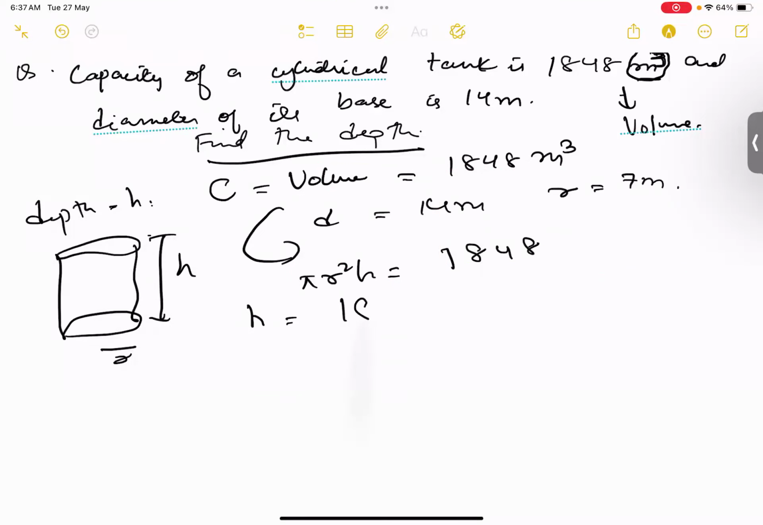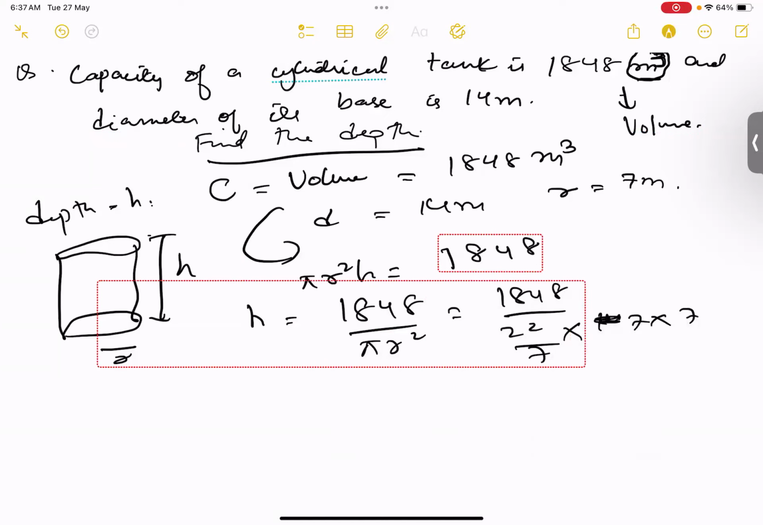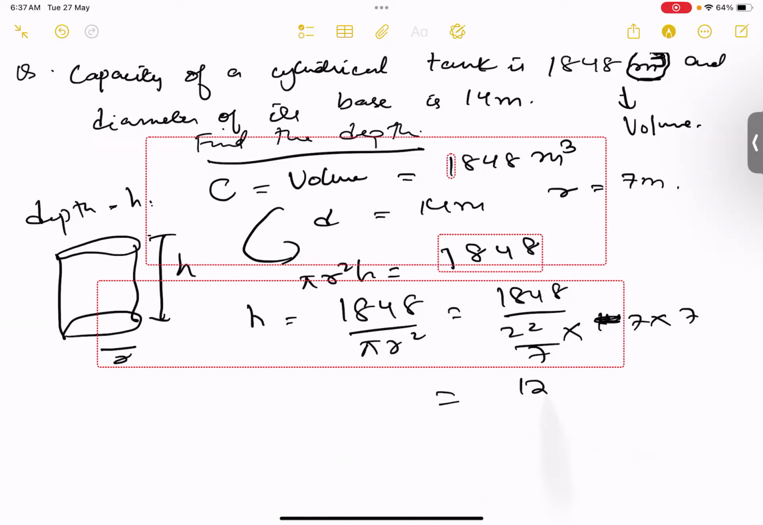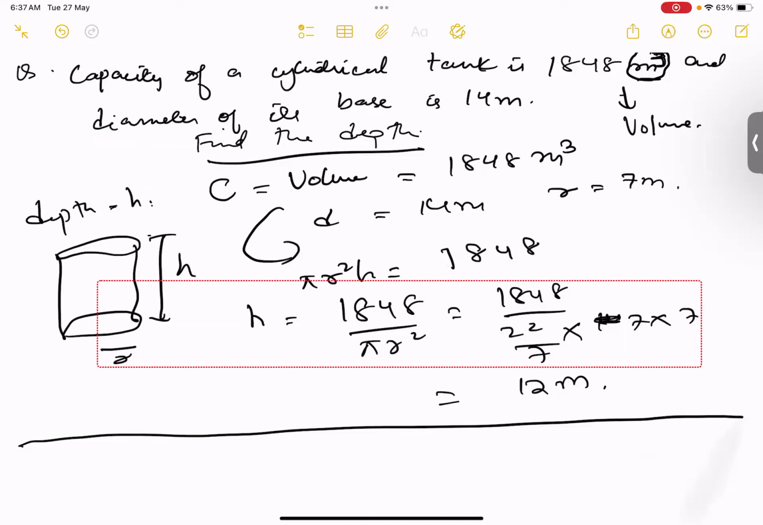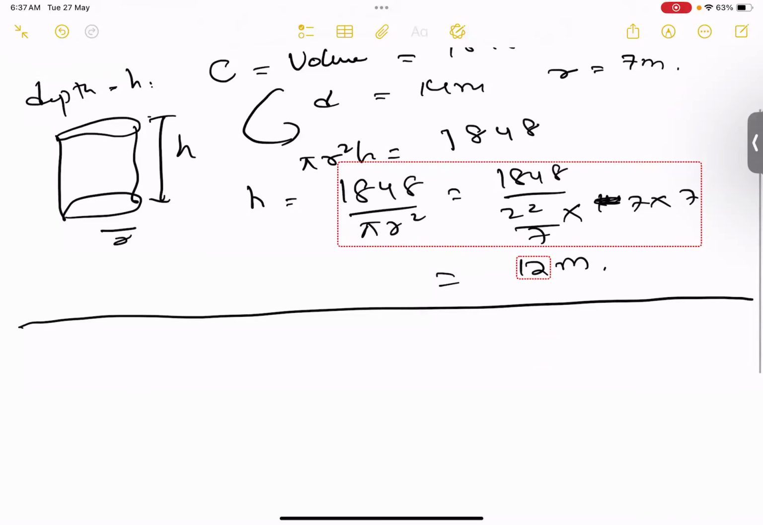So height is 1848 divided by pi r square, which is nothing but 1848 divided by 22 by 7 into radius, radius is 7 into 7. So the answer that we get here is 12 meter. So this is how we solve a question relating to finding the height from the volume, okay. Now let's come to another question. It's clear here, right? Don't get confused. When we say volume, it means the capacity, okay?